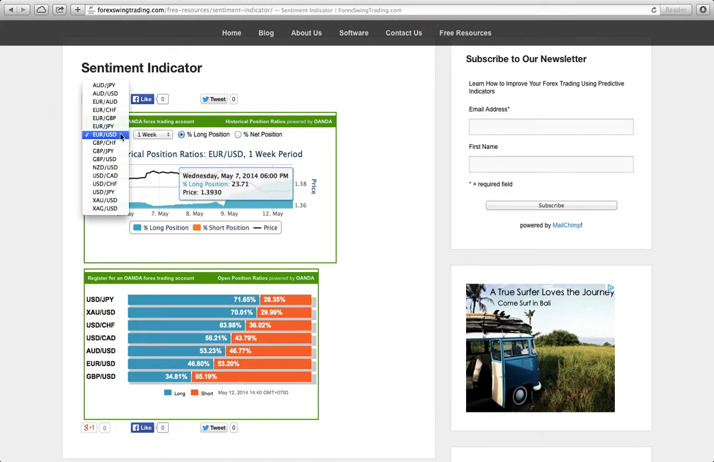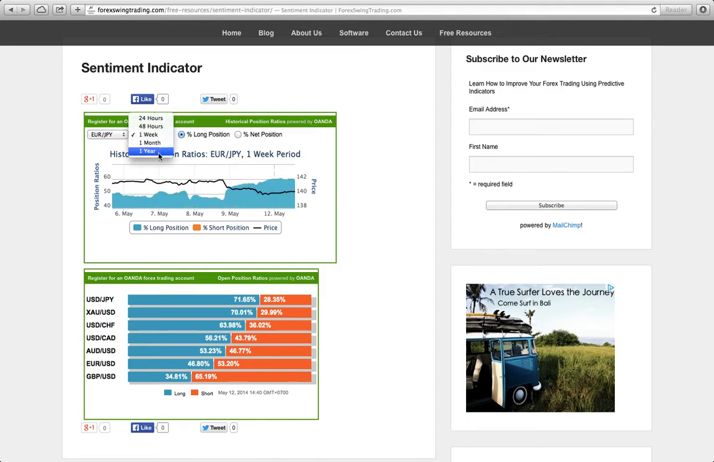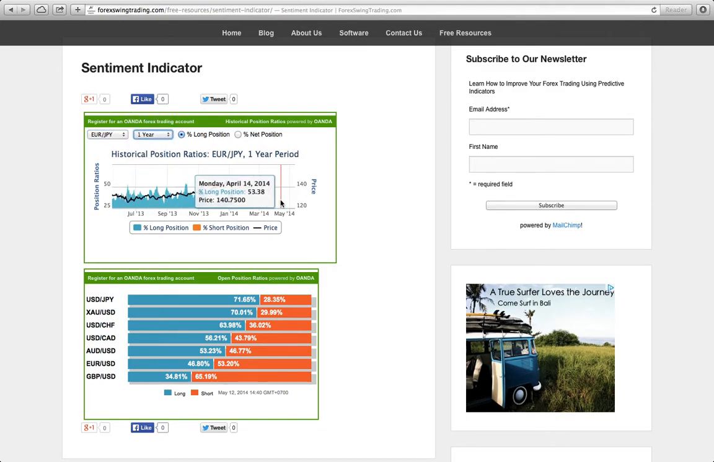And again, you can also go up here. This has more pairs. Okay, so let's take a look at some of the historical data. Let's do 1 year. Okay, so this is a year for the euro yen. Here, this is back from the 13th of November of 2013. As you can see, the long positions were 28%, which meant that the short positions were 72%.